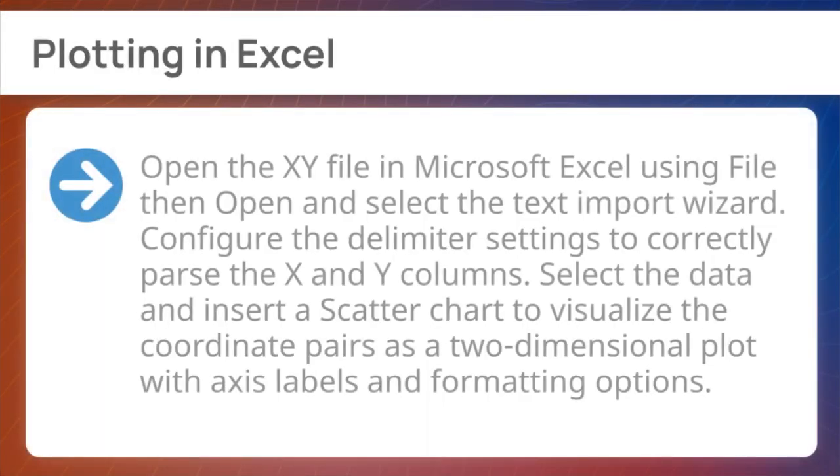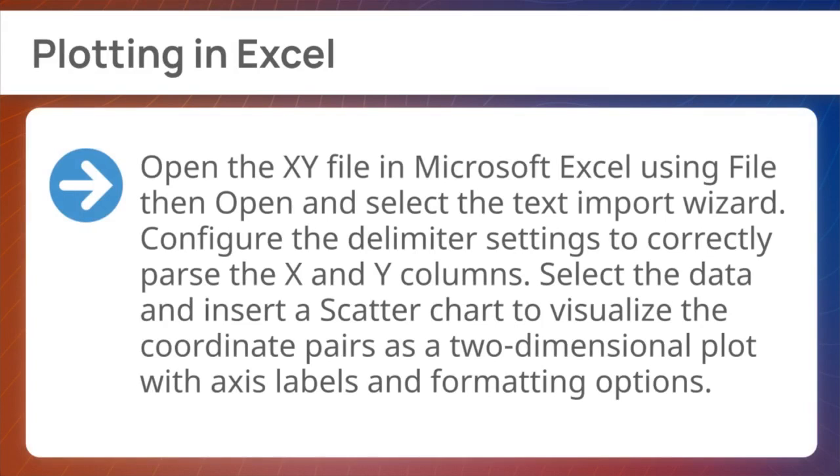First, plotting in Excel. Open the XY file in Microsoft Excel using File, then Open, and select the Text Import Wizard. Configure the delimiter settings to correctly parse the X and Y columns. Select the data and insert a scatter chart to visualize the coordinate pairs as a two-dimensional plot with axis labels and formatting options.